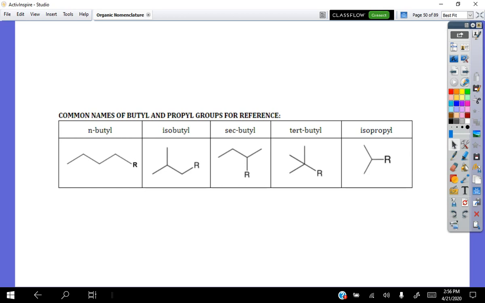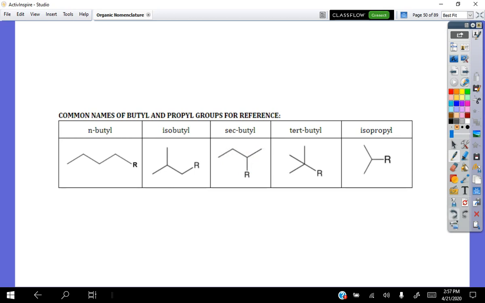There's n-butyl, which is just a regular butyl group sticking off of your parent chain. The isobutyl group is pictured right next to it. This still has 4 carbons, but the substituents branch off of that first carbon that's attached to the parent chain. We also have secondary butyl, which looks like a regular butyl group, but it's attached at the second carbon on that butyl group.